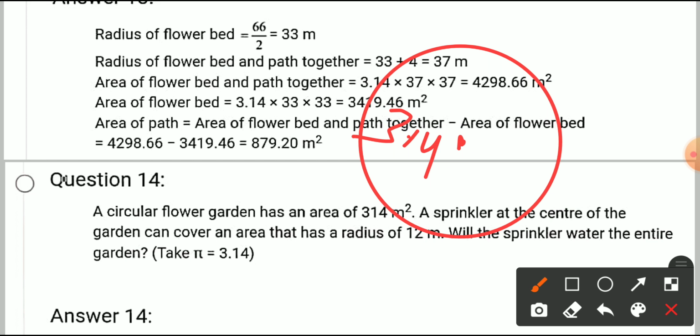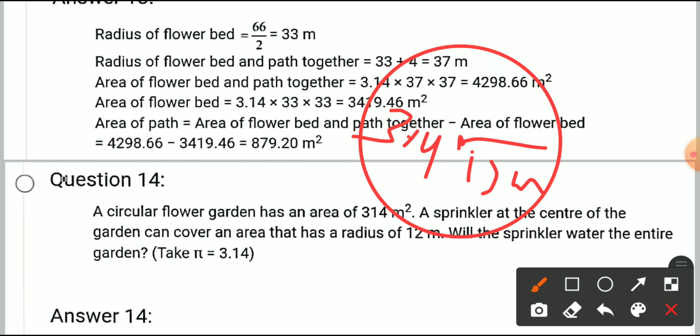You have studied in the SST, beta, sprinkler irrigation, which sprinkles water to the field. It is used as an irrigation method for farming. Now see beta, when it sprinkles the water, it covers the radius of 12 meter. Now they are asking whether this sprinkler covers the whole area or not.